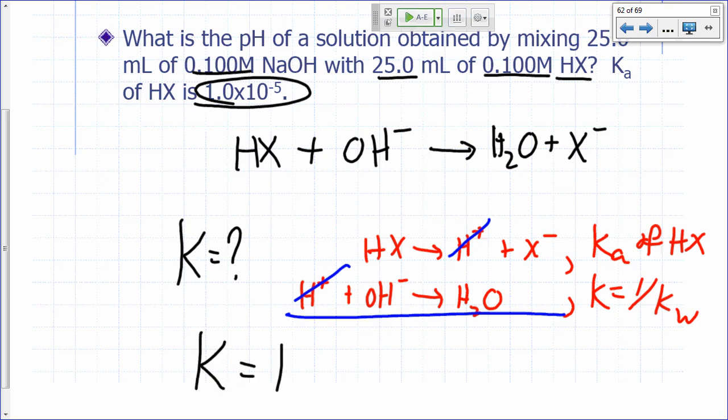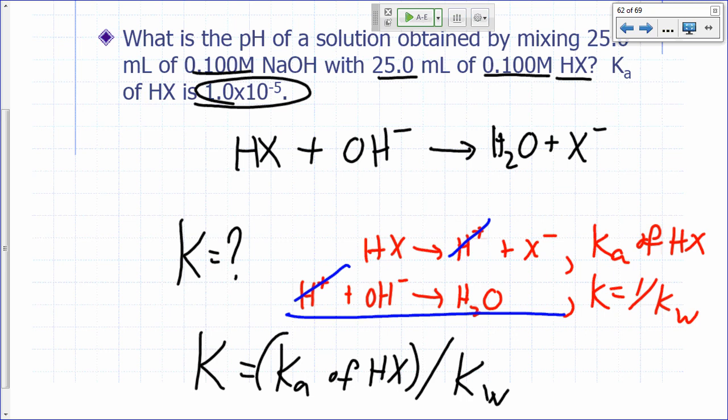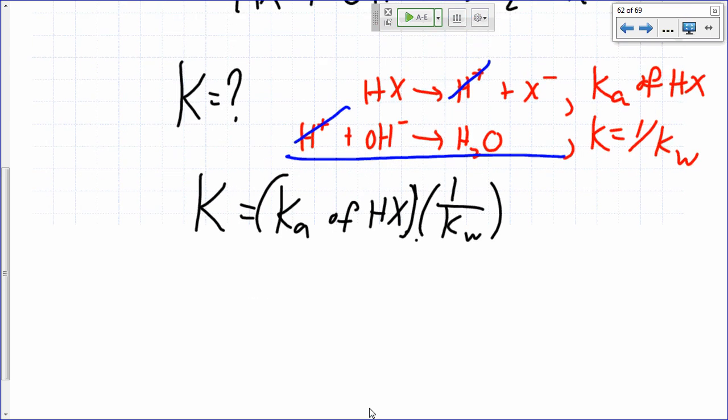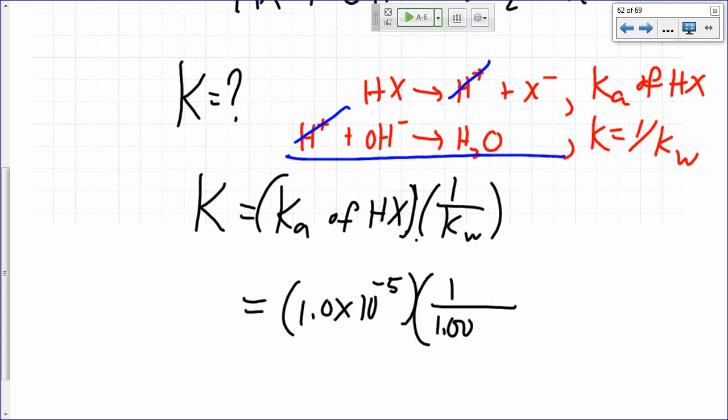K would be equal to Ka of HX divided by Kw, right? Or here, times 1 over Kw. So what's the equilibrium constant for this reaction then? What's the Ka of HX? 1.0 times 10 to the negative fifth. And what's 1 over Kw? 1 over 1.00 times 10 to the negative 14. This gives you 1.0 times 10 to the 9.